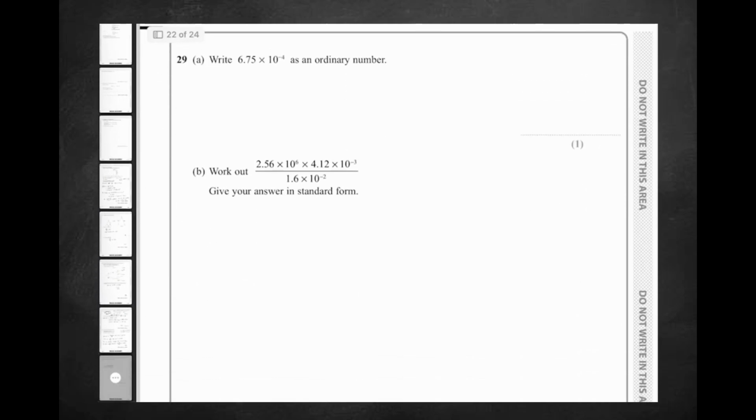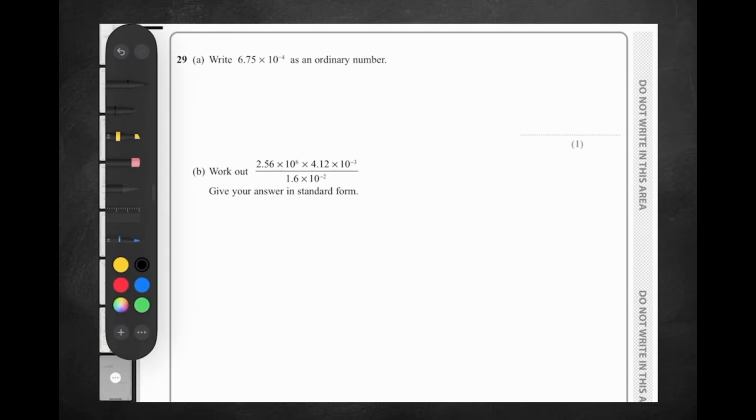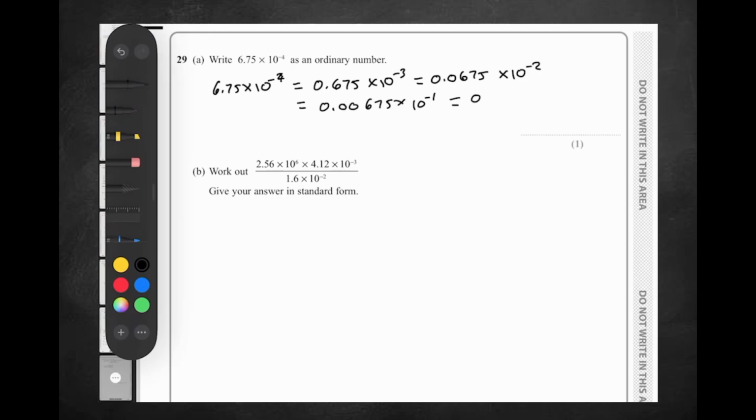Question 29. Write 6.75 times 10 to the minus 4 as an ordinary number. So 6.75 times 10 to the minus 4 equals 0.675 times 10 to the minus 3 equals 0.0675 times 10 to the minus 2 equals 0.00675 times 10 to the minus 1 equals 0.000675. Doing it a little bit slower like that just ensures you don't slip up with the zeros, because that's all they're really testing with that question.